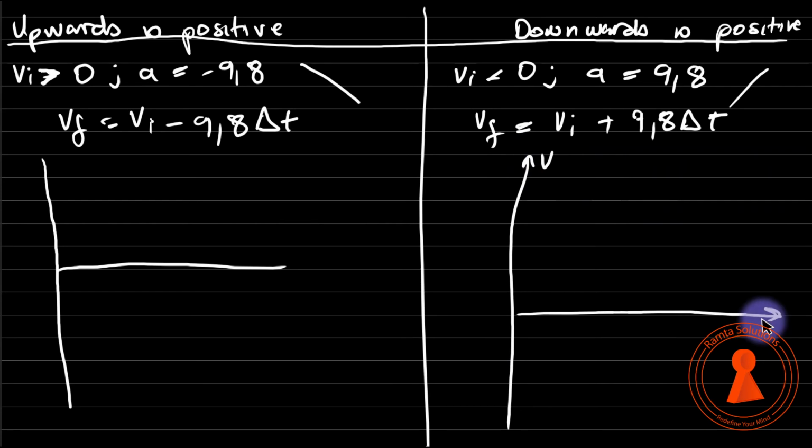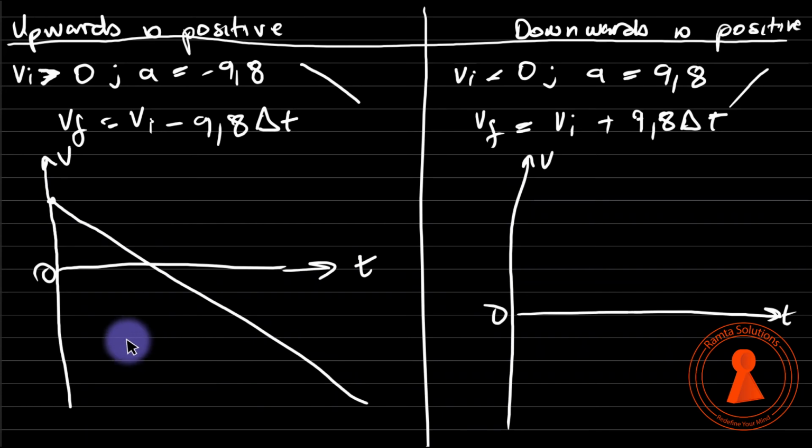This is the v-axis, t-axis, origin. So initial velocity is positive. Let me start it here, and then the graph must end here.